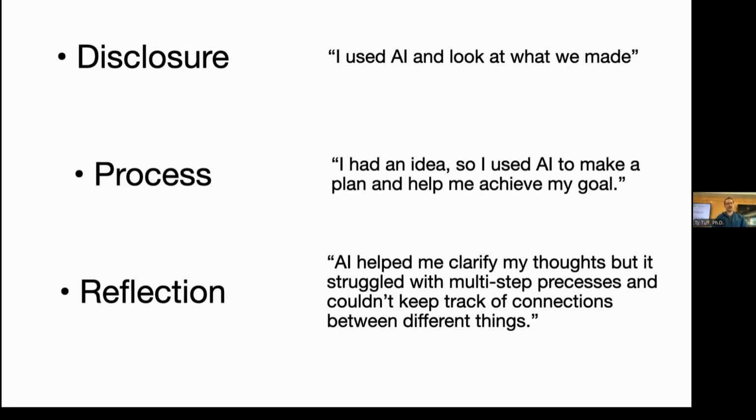So a disclosure might be something like, I used AI and look at what the two of us made. It's pretty cool, right? Be optimistic: AI and I worked together and we did something amazing. But two, the process of what I actually did. So I had this idea, then I went to AI and we fleshed out where it could go and what it looked like and what other people had done. But then the reflection is also, how is the AI not that great?